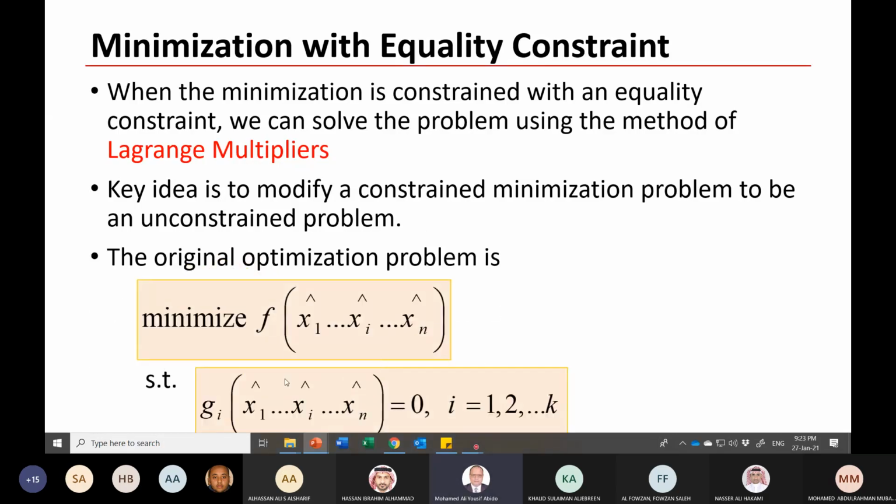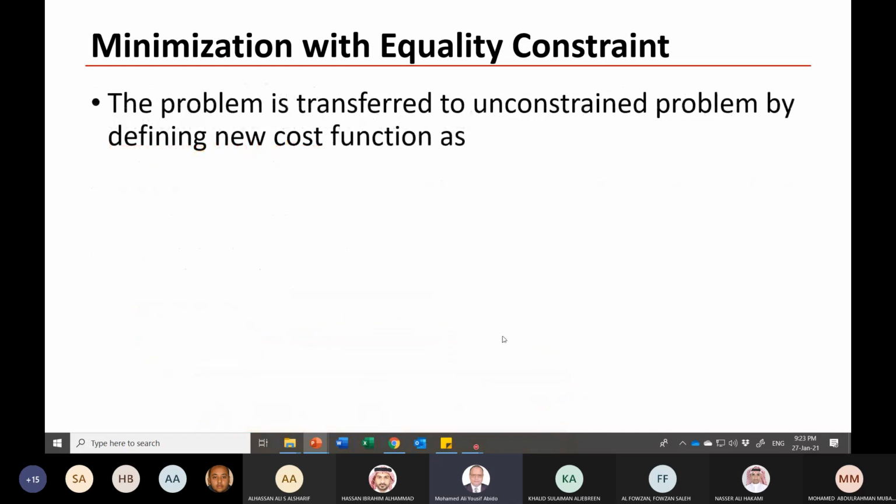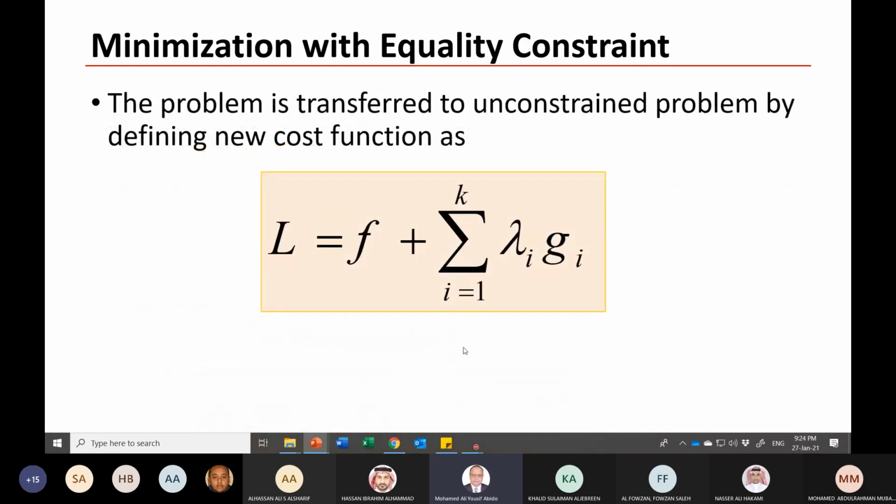So the original optimization problem is minimize the function subject to the constraints, g equal to 0. You have equality constraints somewhere here. So this is the constrained optimization problem. In order to convert it to an unconstrained problem, let us expand the objective function. This is the original objective function. Let us create what we call the augmented objective function.